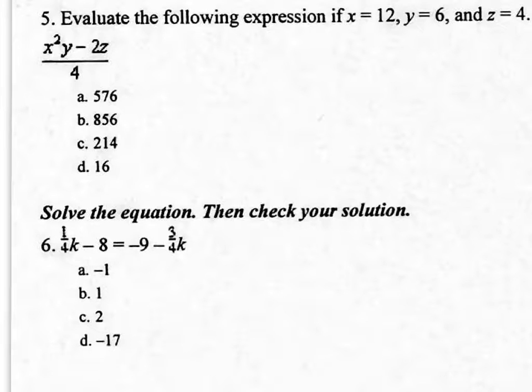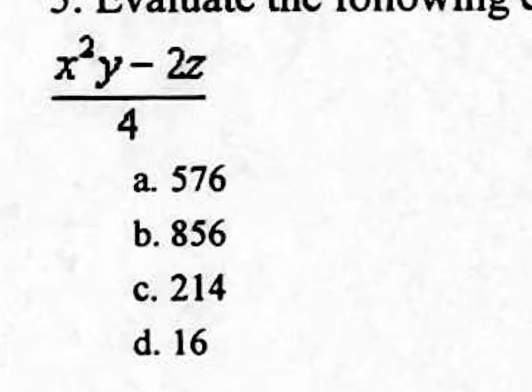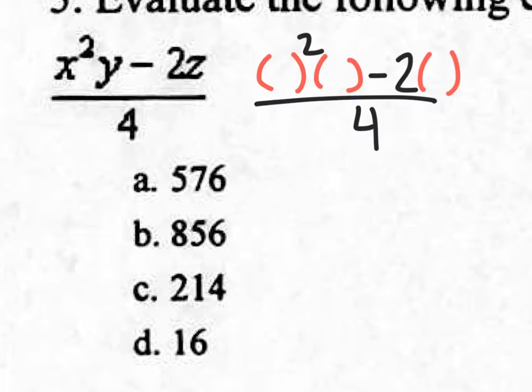They want us to evaluate when x equals 12, y equals 6, and z equals 4. So all you do is plug it in and simplify. So the first thing I would do is zoom in. And then after that, I would replace the x, y, and z with parentheses. And then after that, I would actually plug in the x, y, and z values. X value is 12. Y value is 6. And the z value is 4. And so let's work this out now.